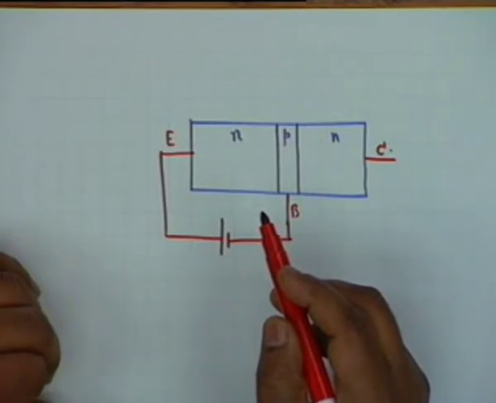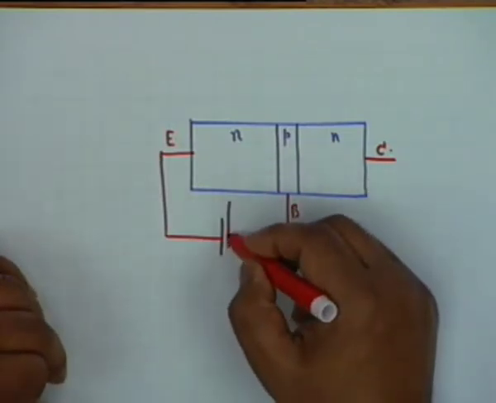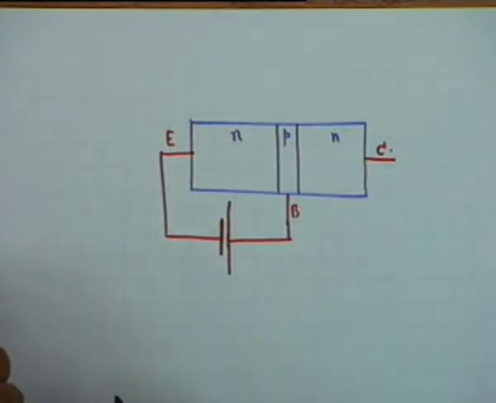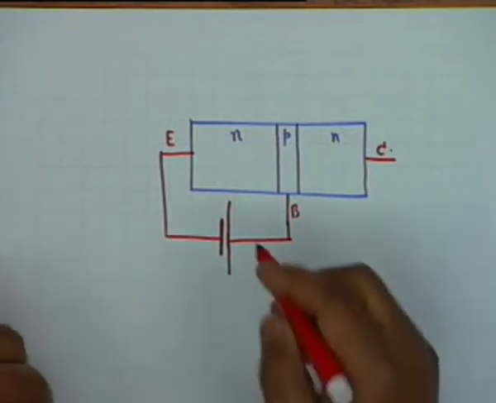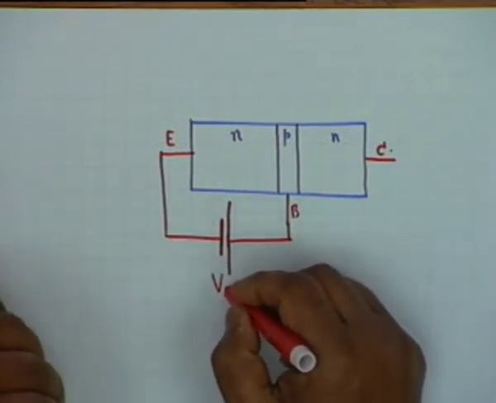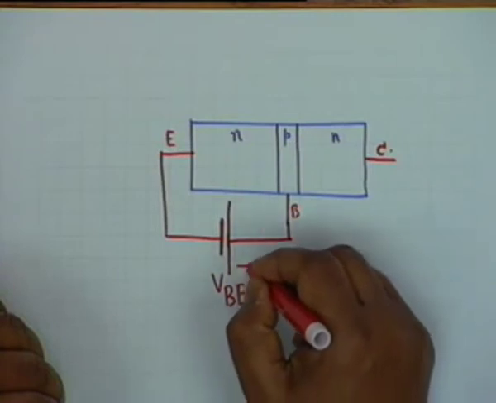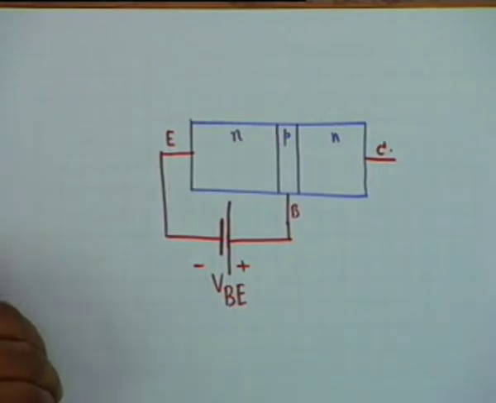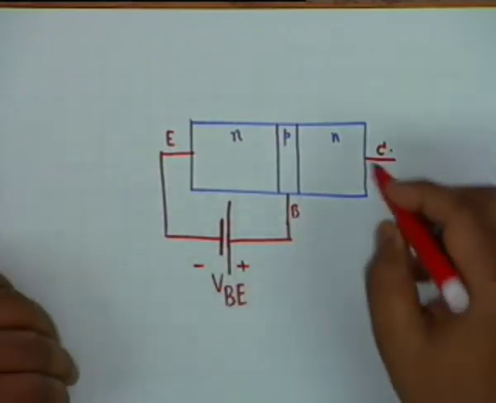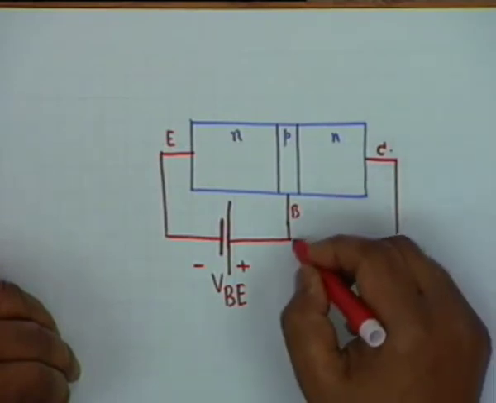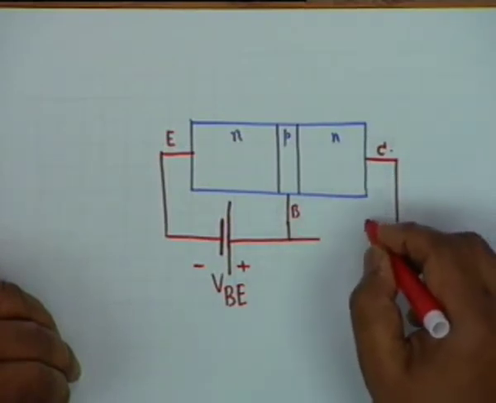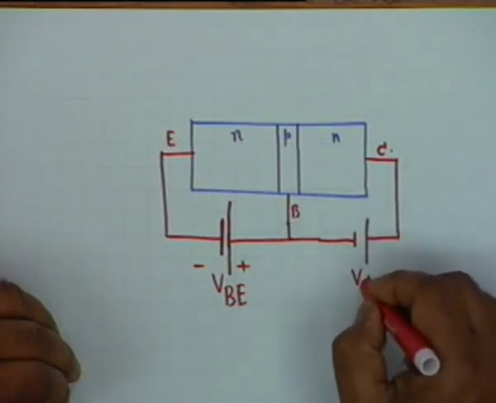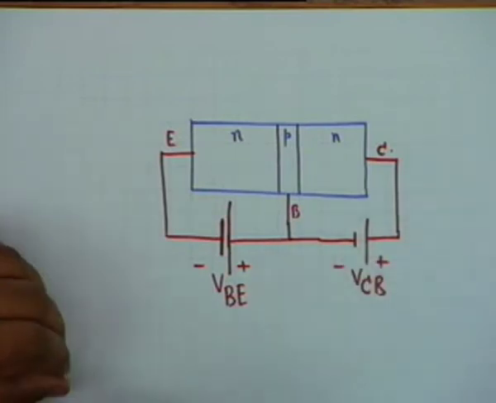Pardon me, this is wrong. Is it okay? All right. The emitter base region, let's call it VBE, the base is positive with respect to the emitter. This is forward biased. And the collector base region is reverse biased. That means you have this polarity, VCB, plus minus.